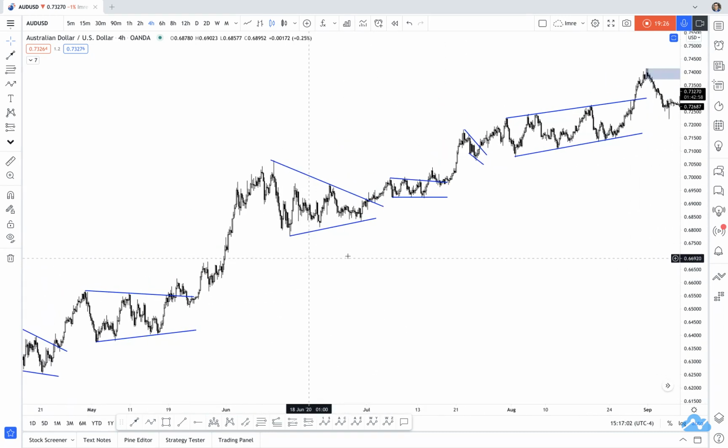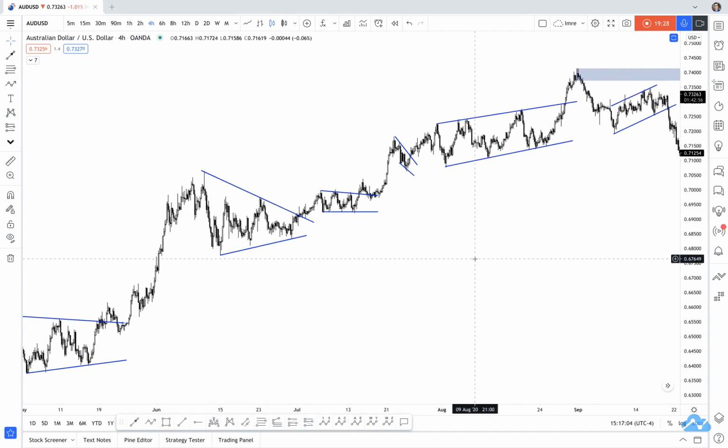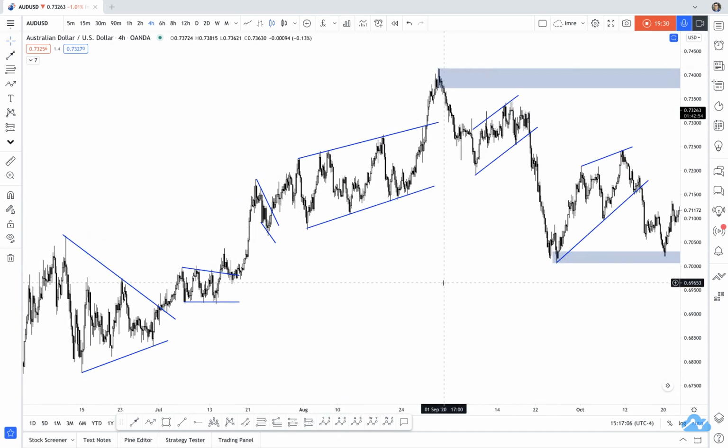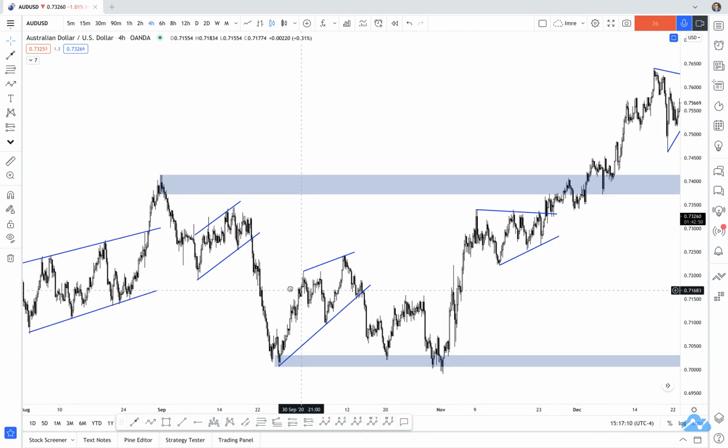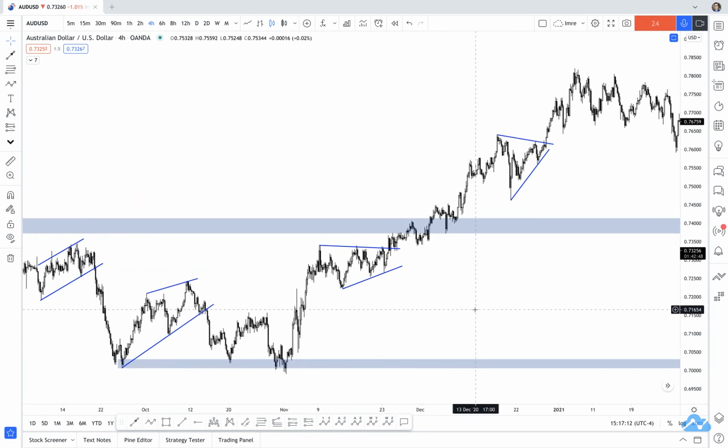How we trade these structures is also going to be a topic of discussion for another day. All right, but let me reassure you right now, trading a corrective structure or coming up with the rules to trade corrective structures is not all that difficult.